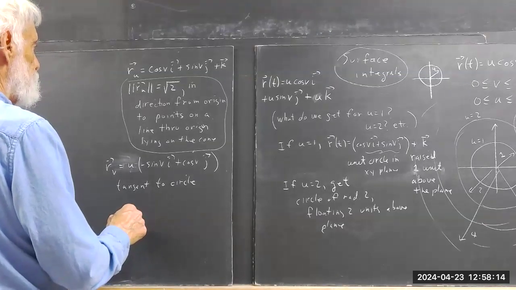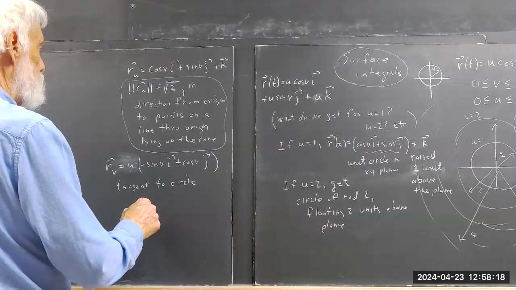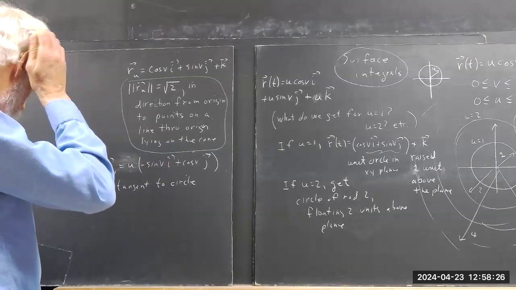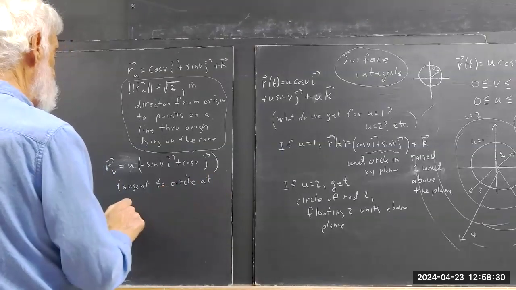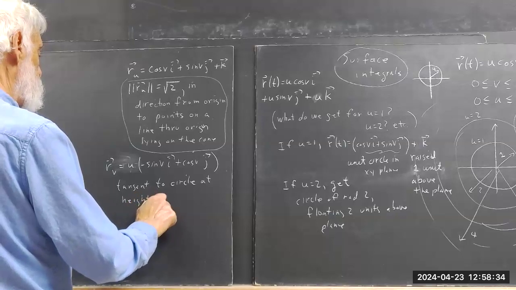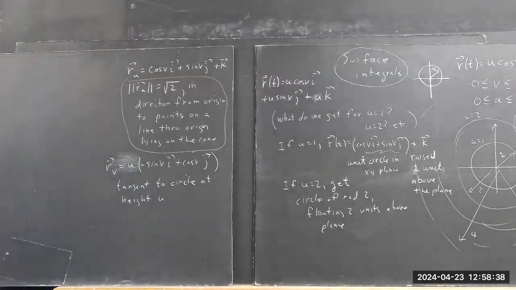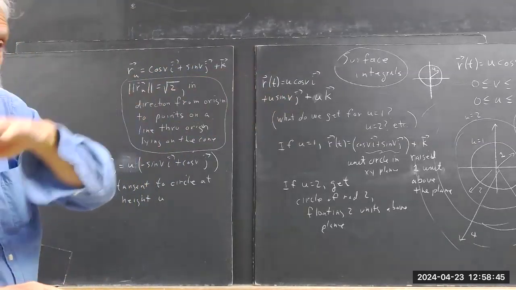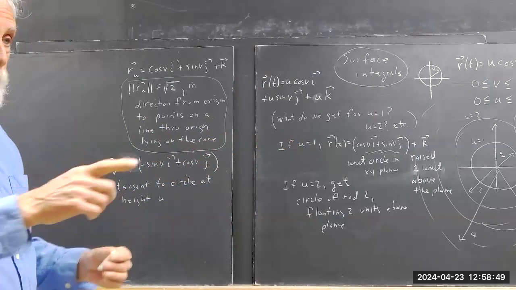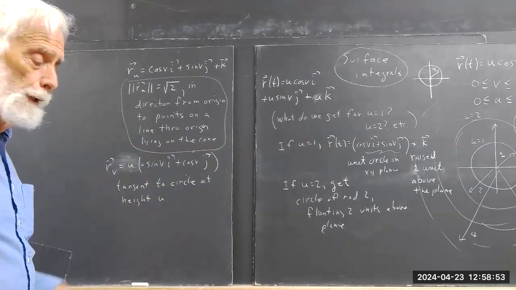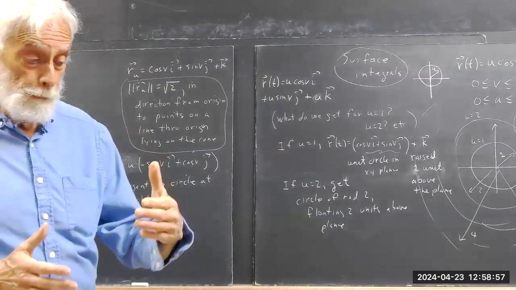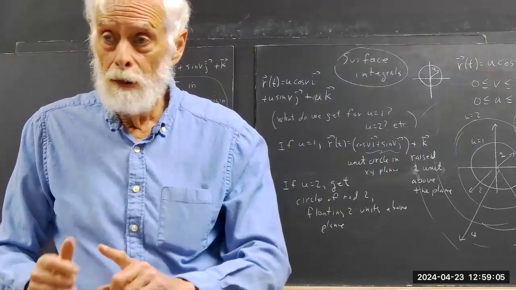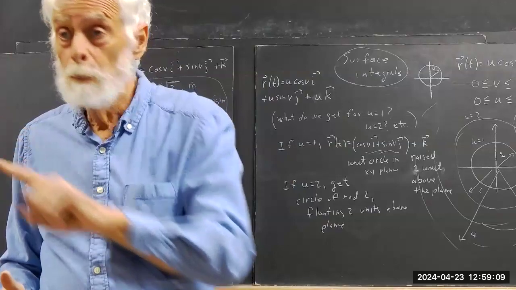It's tangent to the circle at height u. So you've got the circle at whatever height, some circle in a plane parallel to the xy plane, and these vectors will all be tangent to the circle. So this vector is always along a line. You've got your cone. You slice your cone with a vertical plane through the origin at some angle theta with the x-axis, and you've got a line there. That's the direction of your r_u vector at any point on that line.